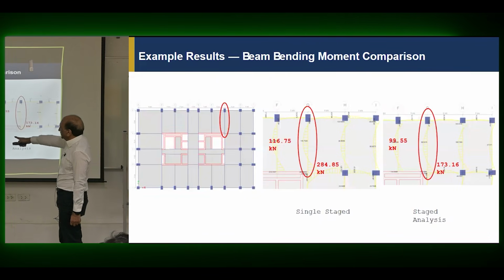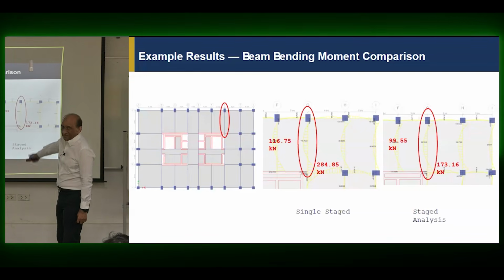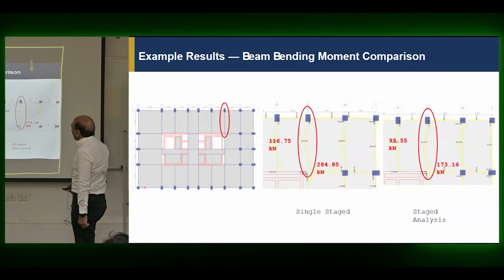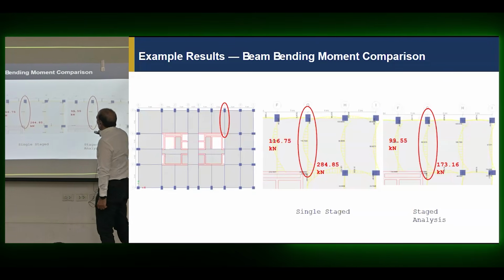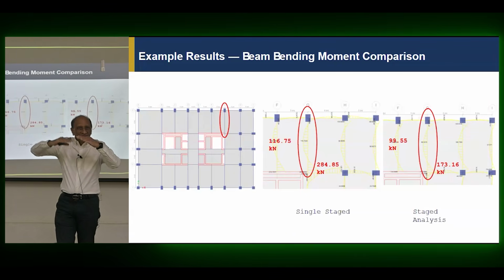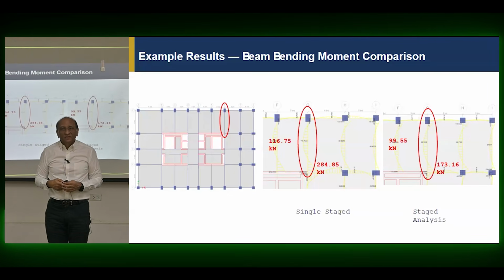The single stage results here: 284 and 116 and 173 and 99. See the difference change? So big numbers will change at the bending moment. So this beam here, the bending moment here is 284. This is only 173 because the deflection is different. It's much less, so the moment will be much less. So these kinds of things you need to understand.